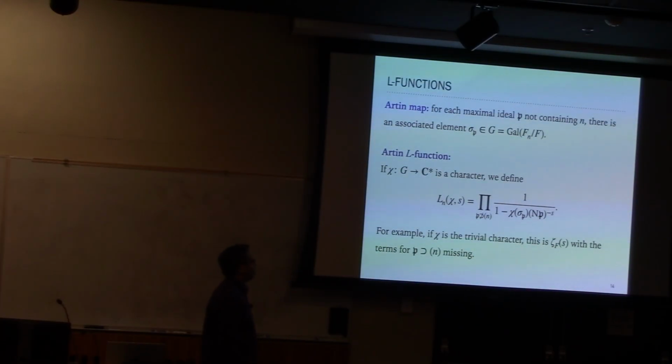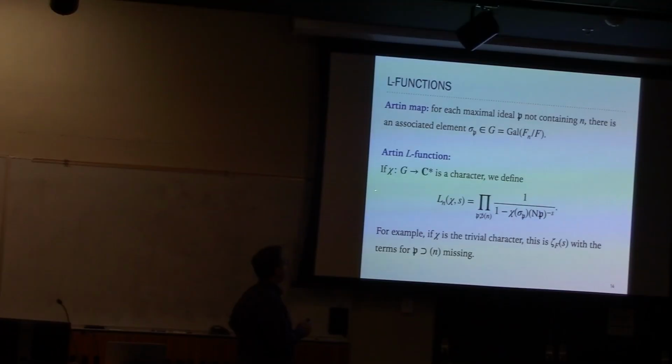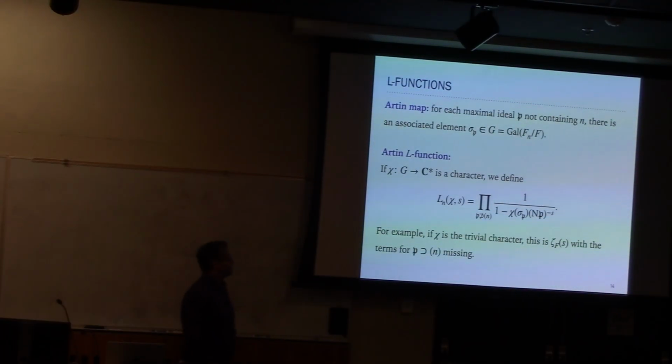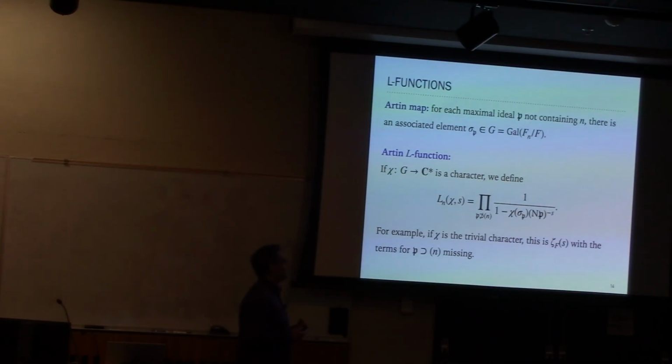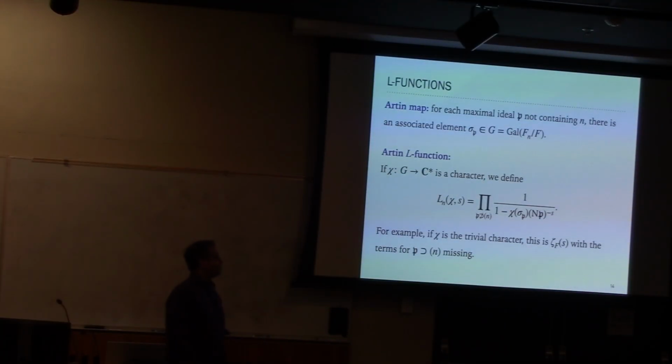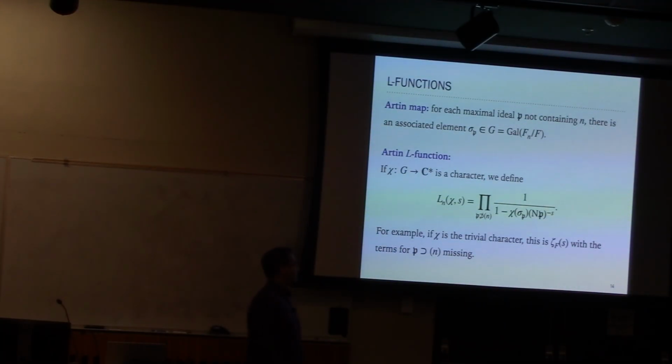And then using that Frobenius and this character you've chosen, you can get this root of unity, chi of sigma p. And you can generalize the definition of the zeta function by sticking that in front of the norm. So instead of taking 1 over 1 minus norm of p to the minus s, you take 1 over 1 minus chi of sigma p times norm of p to the minus s. Okay, so this is the way to generalize it.